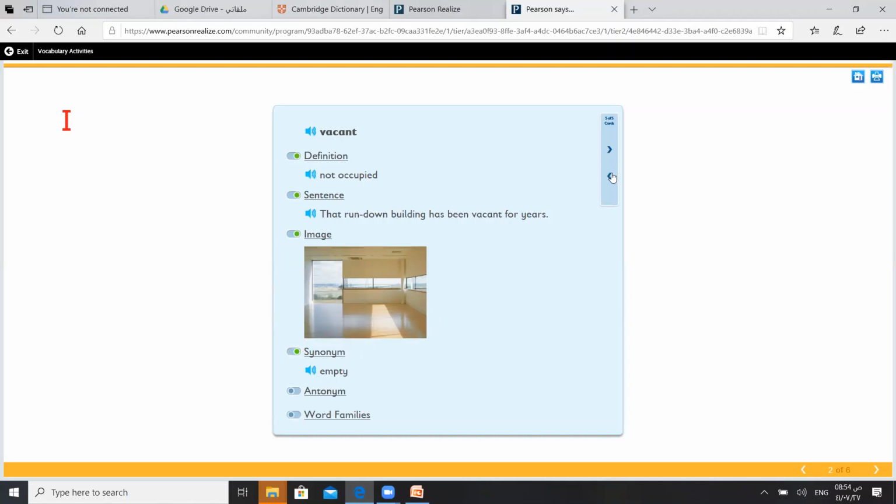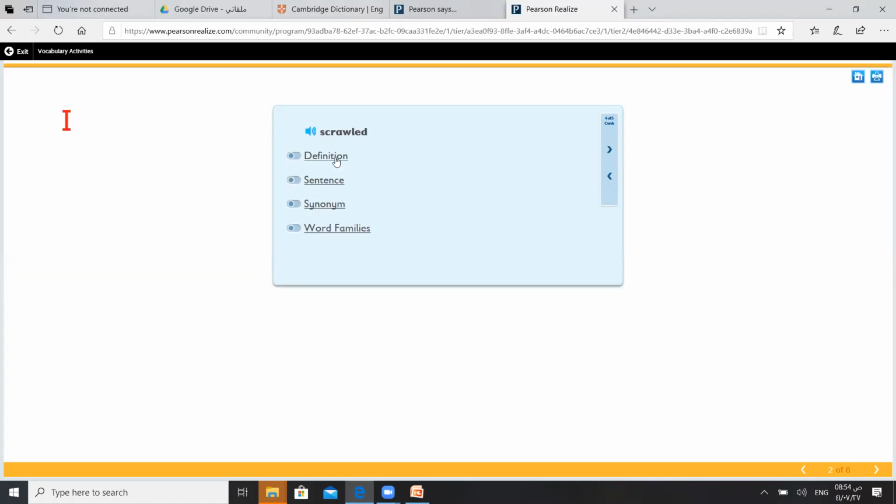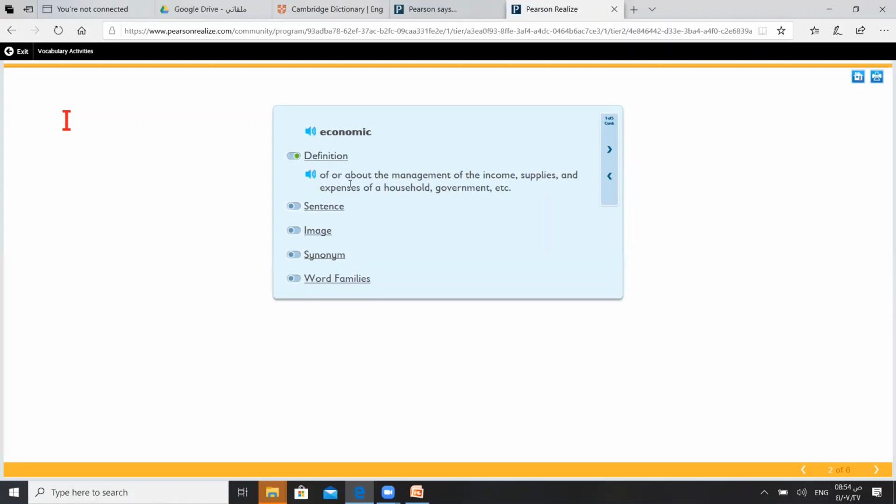So those are the 5 new vocab words that we have for this week. The first one, vacant, not occupied. Scrawled, written or drawn poorly or carelessly. Overrun, spread over. Independence, freedom. What else? We have economic. Economic means financial, or about the management of the income, supplies, and expenses for the household or government. So those are the 5 vocabs for this week.